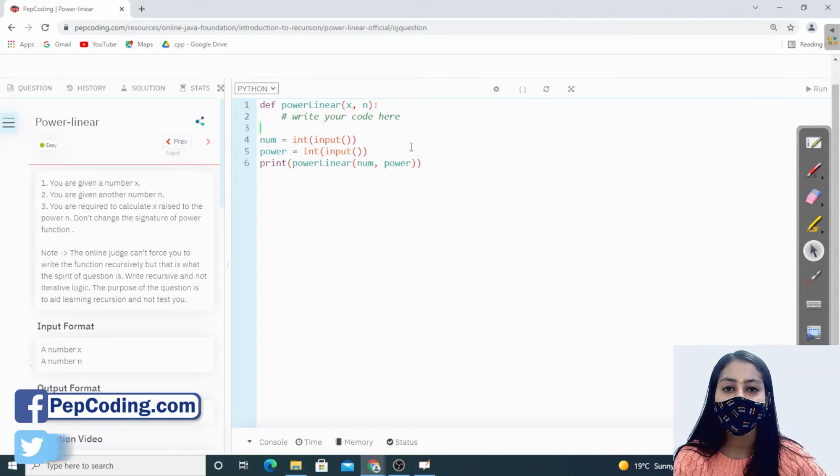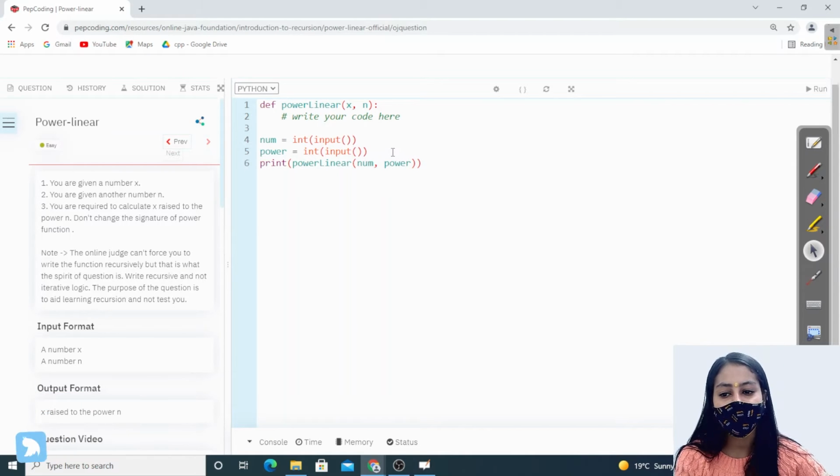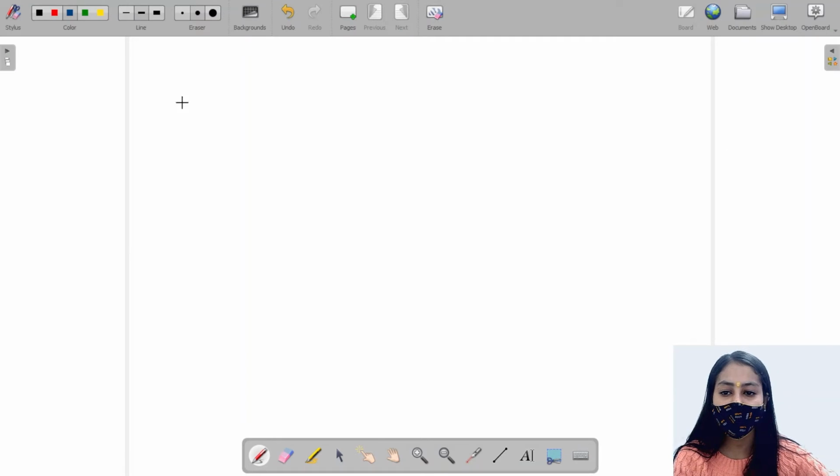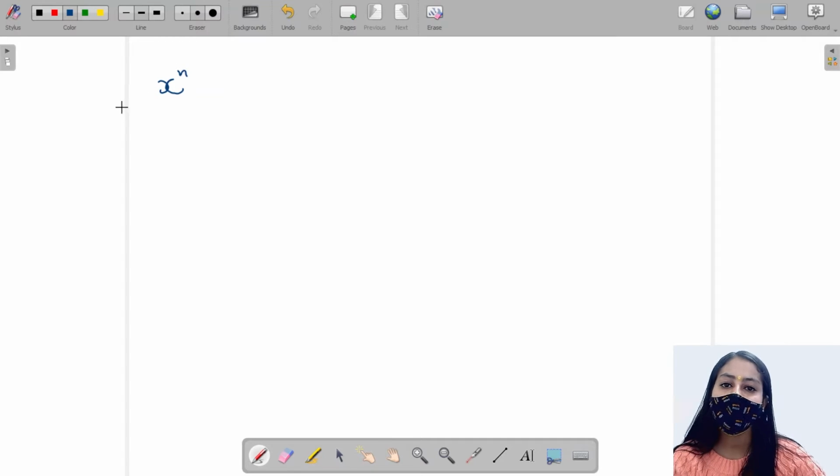So today in this video we are going to discuss how to find x power n using recursion, right? We are given two numbers x and n and we have to find x power n. So let's figure out our faith and expectation in this.